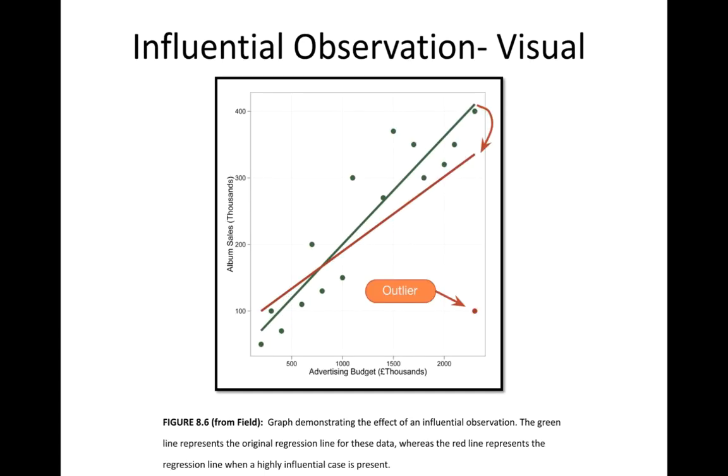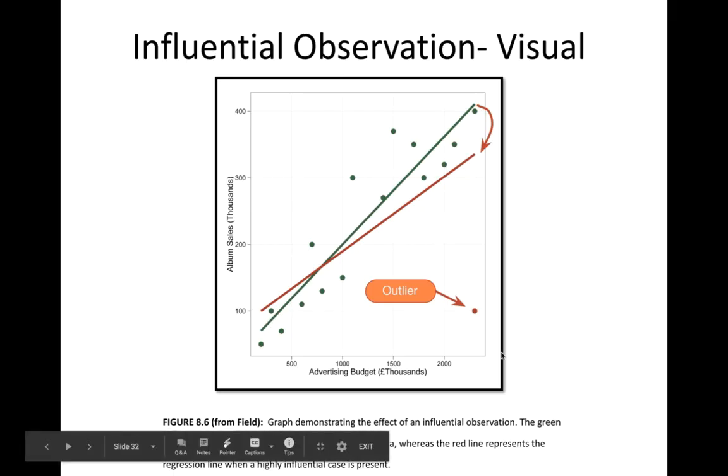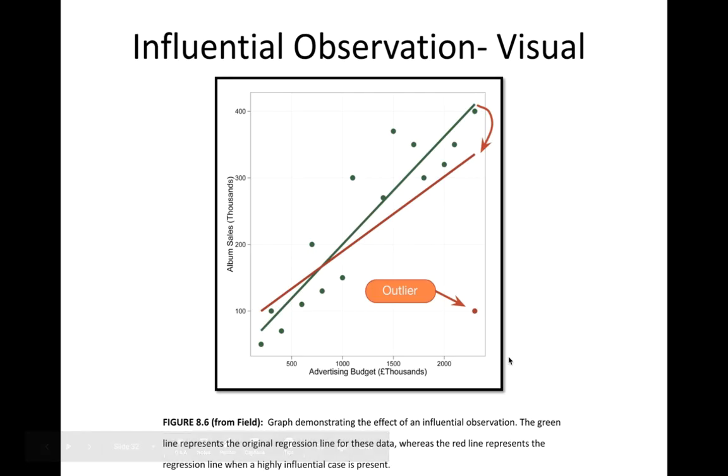So this is just a little visual of what happens with regression outliers. This is a nice figure from Andy Field. I think a lot of his visuals are really helpful. So he's got this graph of album sales and advertising budget. This is a scatter plot with two continuous variables. So each one of these is an album.